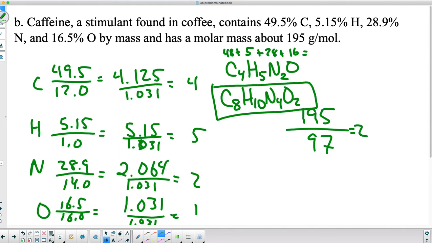That is how we do one of those problems. I hope that was a little bit more clear. You need to finish letter C to get full credit for this problem set. Good luck.